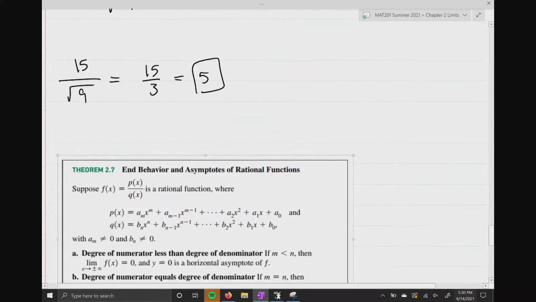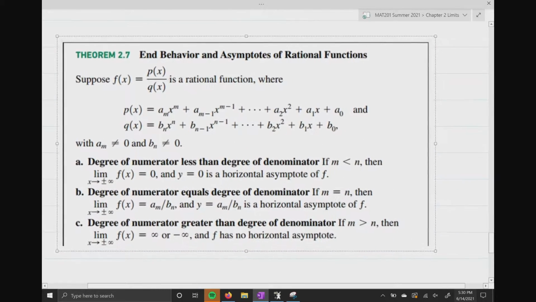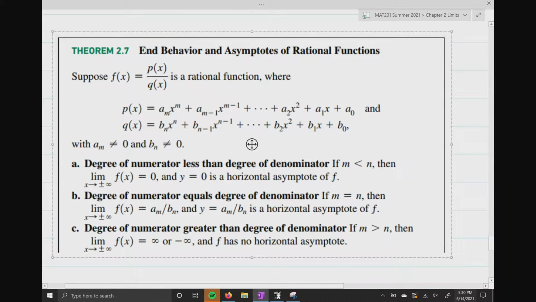So if I just scroll down here, here's our table right here. This is going to tell us the end behavior of asymptotes and rational functions. So suppose that f of x equals p of x over q of x, where they are both rational functions. The key here is, p of x is going to be a polynomial, q of x is a polynomial. And what you're really looking at are going to be the degrees of the numerator and denominator.